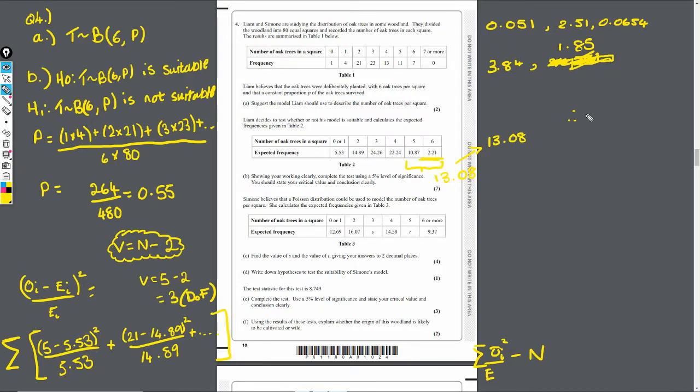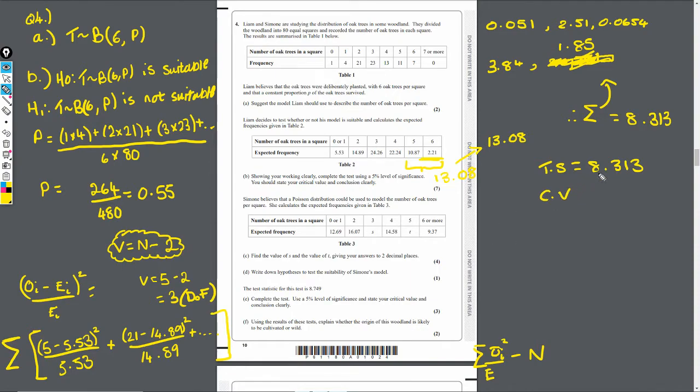So if you add these together, the sum of all these is going to be equal to 8.313. Okay, so 8.313. So now we've got the degrees of freedom. This is my test statistic, 8.313. For my critical value, now you need to use the formula book.